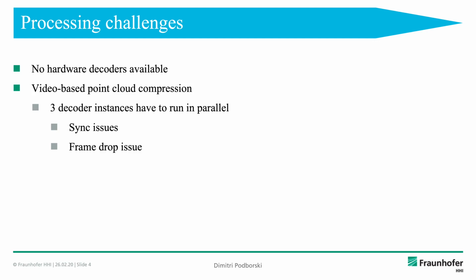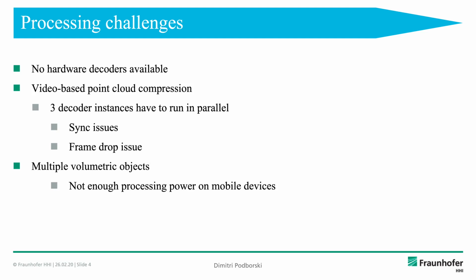However, this still has some problems because you have to run several decoder instances in parallel, which also might be a bit tricky. It might have some synchronization issues, and it might have some issues when one of the decoders drops a frame. And also, if you deal with multiple volumetric objects on this client device, then it's going to be really complicated if you use, for example, just 3 decoder instances for a single video. So this doesn't scale very much.